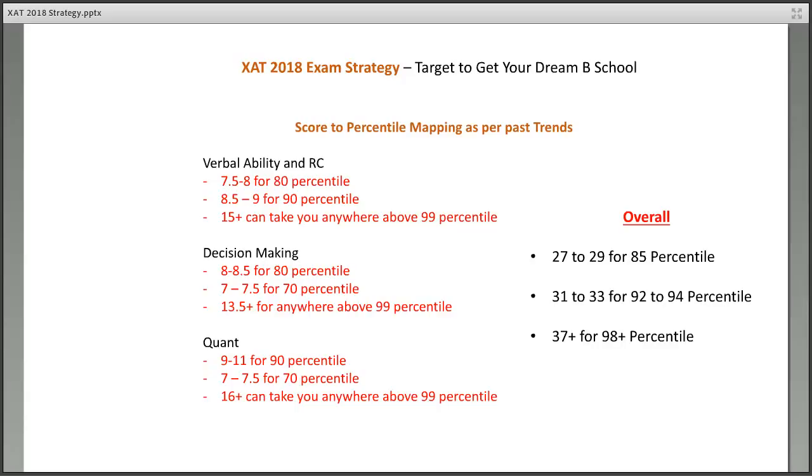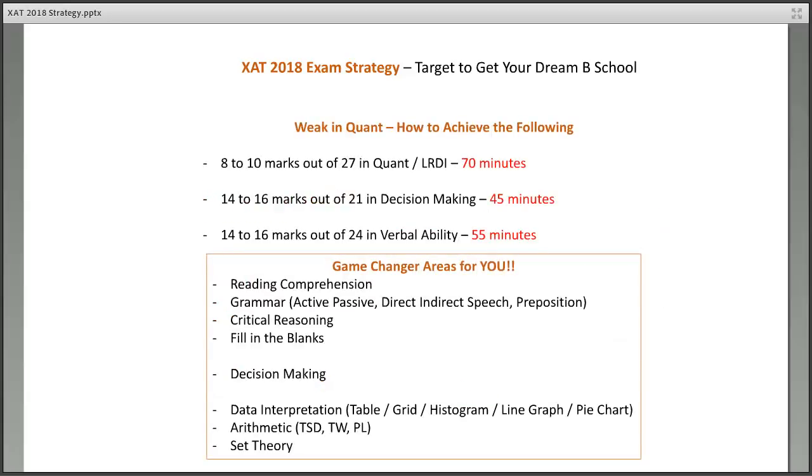As far as overall score versus percentile mapping goes, 37 plus will take you to 98 plus bracket. 31 to 33 is what you need for getting into the bracket of 92 to 94, and that is where the cutoff for XLRI and XIMB would be. So the moment you cross 33-34 mark, you are safe for the overall cutoff of both XLRI and XIMB. What you need for XLRI is clearing your sectional cutoffs. So ensure that you are clearing your sectional cutoffs with a strong focus.